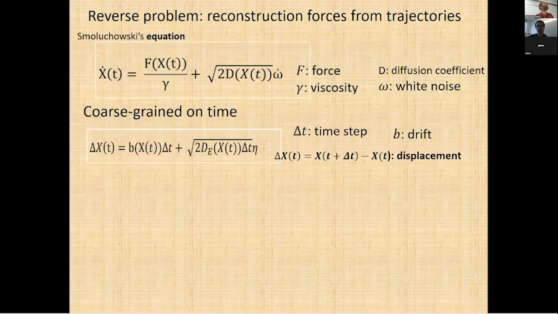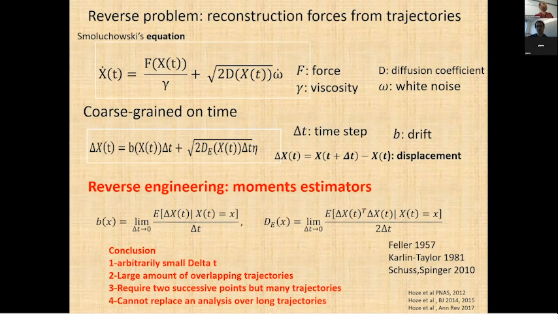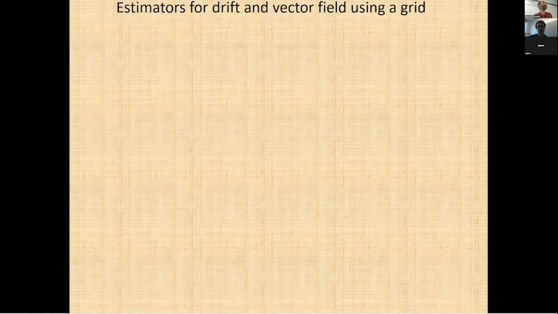You start with the equation and you discretize between t and t plus delta t. So you multiply everything by delta t. So the displacement is the force term plus the diffusion term. And what has been found is that if you average this quantity for x of t at a given point, you divide by delta t and you average over all the realizations, which means all trajectories, you solve this equation exactly. So that was the starting point, 10 years ago, of our approach.